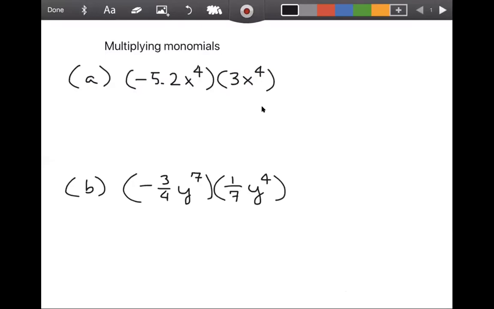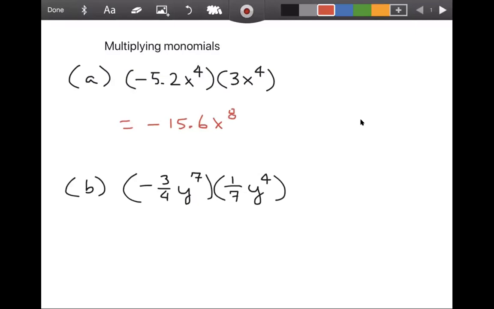All right, so again, this is a review of section 5.1. To multiply two monomials, just use the rules for exponents. Negative 5.2 times 3 is negative 15.6. And then remember to multiply 2 powers of x, like x to the fourth times x to the fourth, you add the exponents. So in this case, you would get x to the 8th.